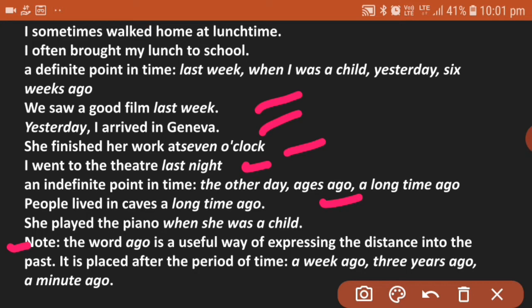Students, one more thing I want to tell you, keep in your mind the word ago. Yes, 2 minutes ago, 2 hours ago, 2 days ago, 2 months ago, like 2 years ago. Yes, it means there is a far distance between now and the past.